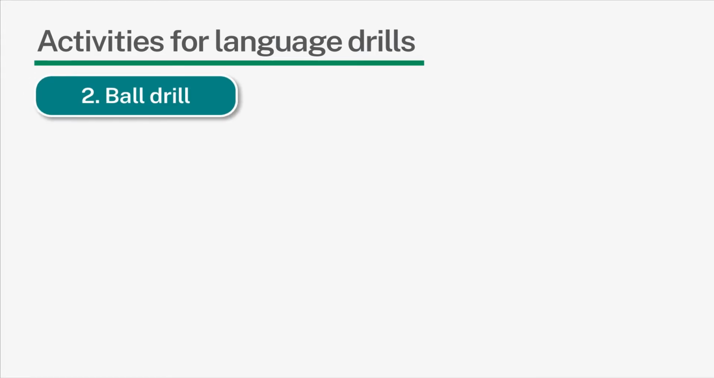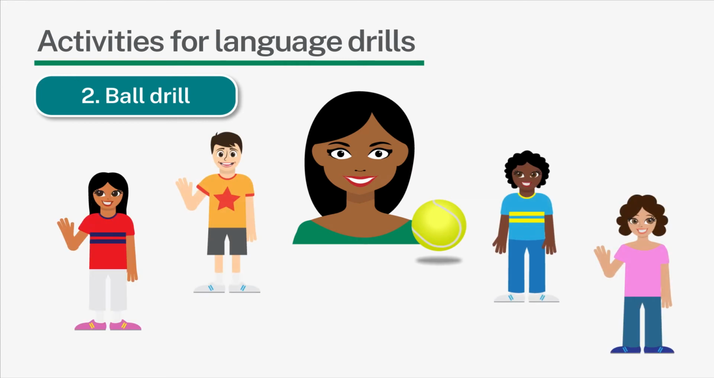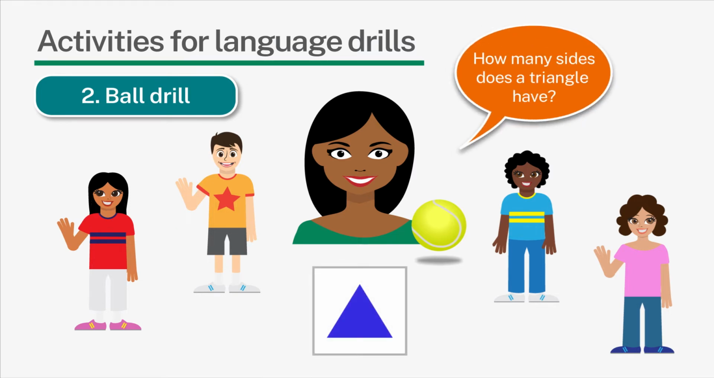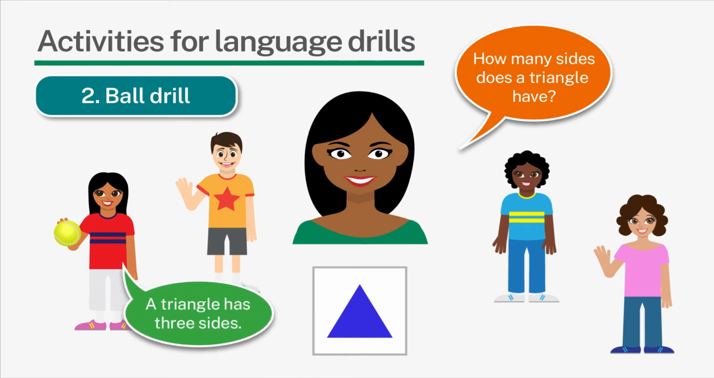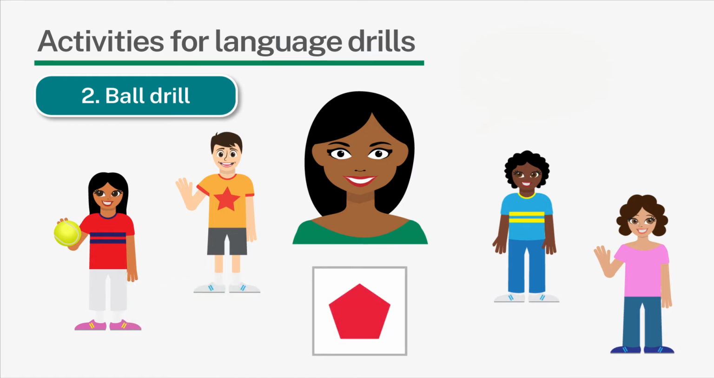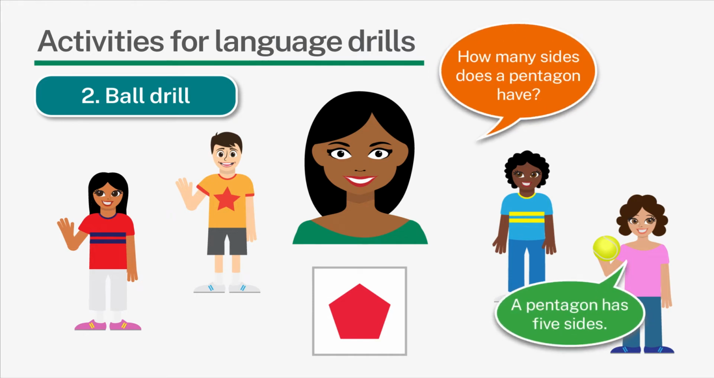2. Ball drill. A ball drill is a variation of a chain drill where the learners stand in a circle. For example, the teacher points to a picture of a triangle and says, "How many sides does a triangle have?" Then they throw the ball to learner A, who replies, "A triangle has 3 sides." The teacher changes the picture and learner A throws the ball to learner B, and the teacher asks again, "How many sides does a pentagon have?" and so on.